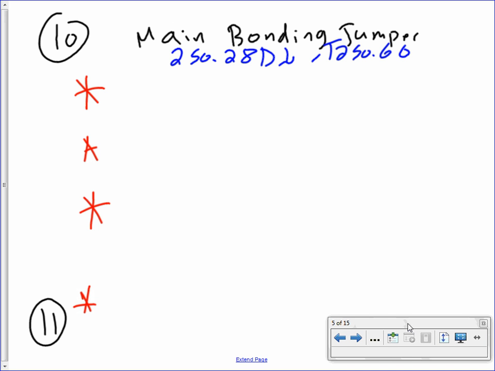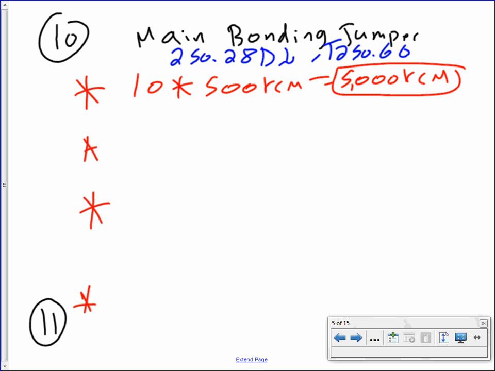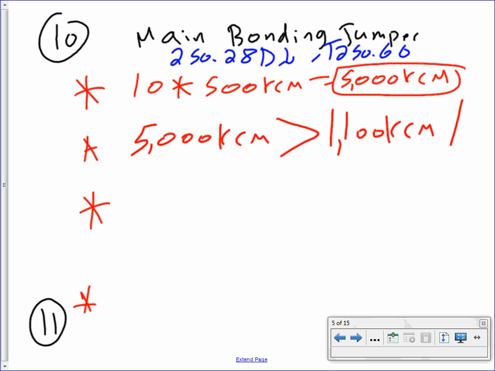Okay, main bonding jumper. The main bonding jumper for this transformer, guys, assuming it's a utility transformer, is the same calculation. Here's your 250.28(D)(1) based on NEC 2010: 500 KCM, same calculation, 5000 KCM. Then there's a rule that says, is this more than 1100 KCM?